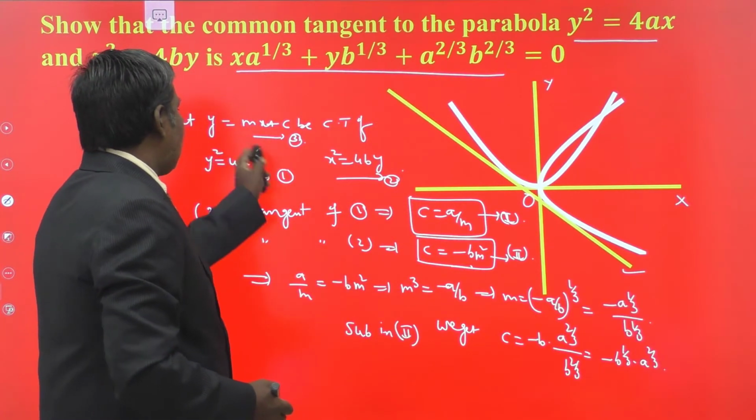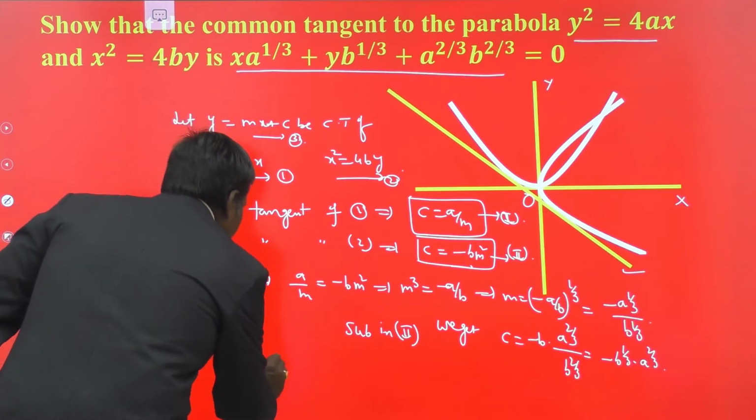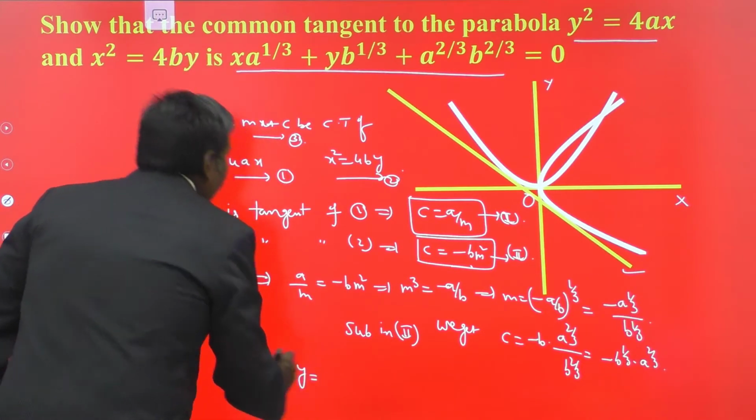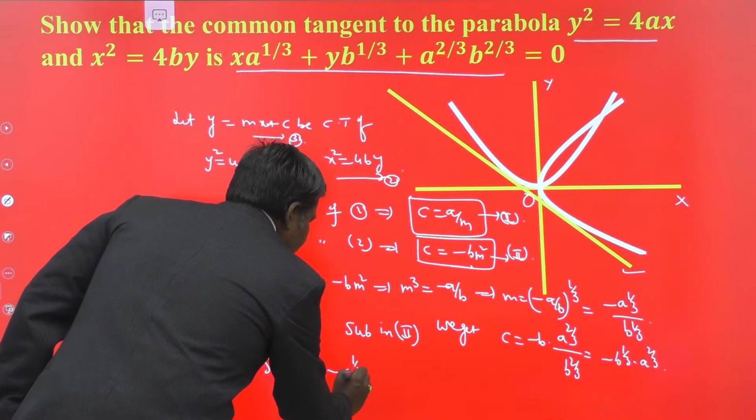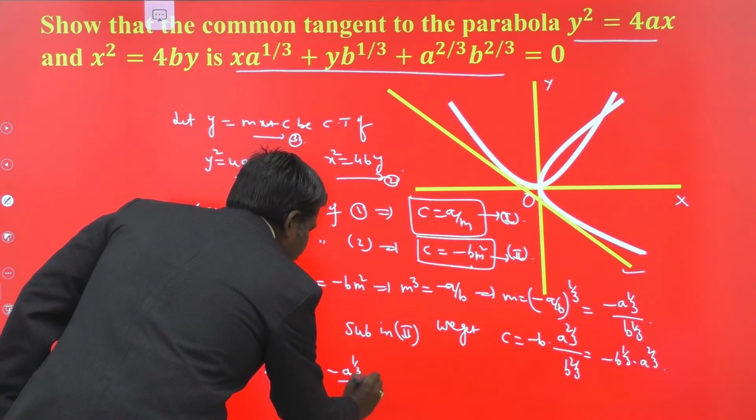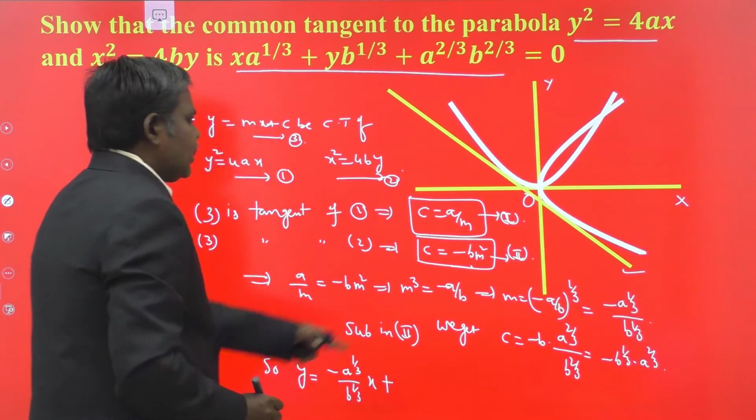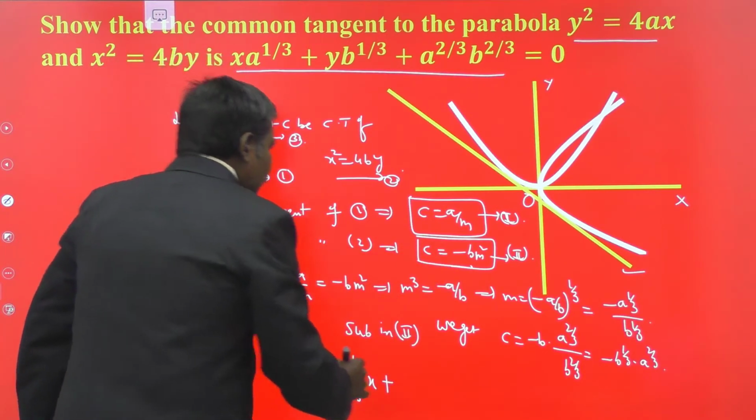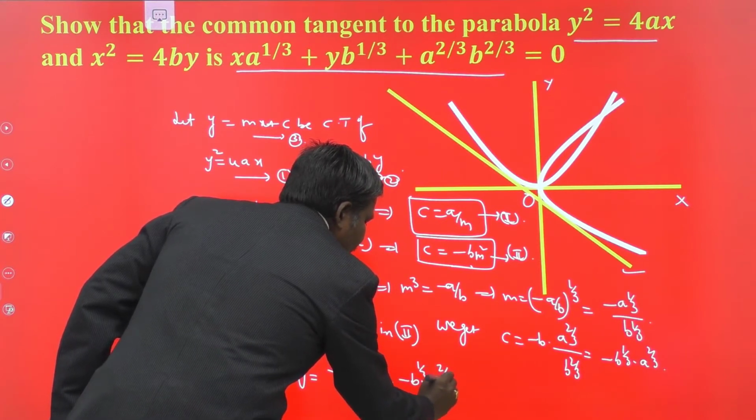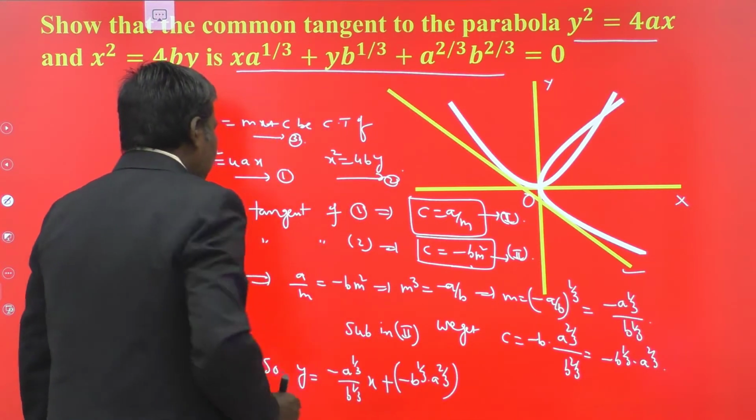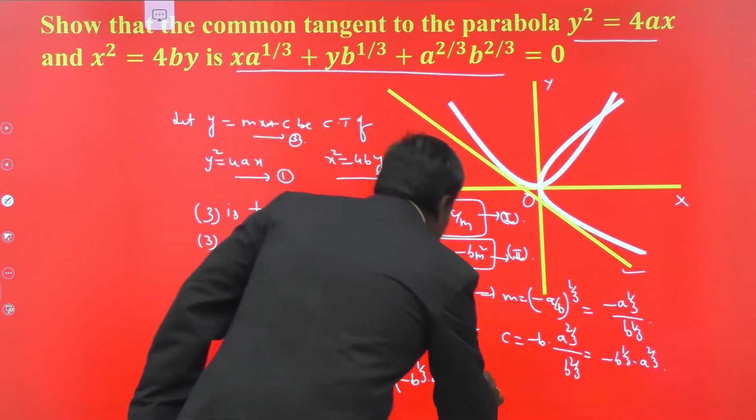Substitute m comma c values in y equal to mx plus c. So what we have? y is equal to m. What is m? Minus a power 1 by 3 by b power 1 by 3 into x plus constant, minus b power 1 by 3 into a power 1 by 3 minus b power 1 by 3 into a to the power of 2 by 3. Just cross multiply, we get the required result.